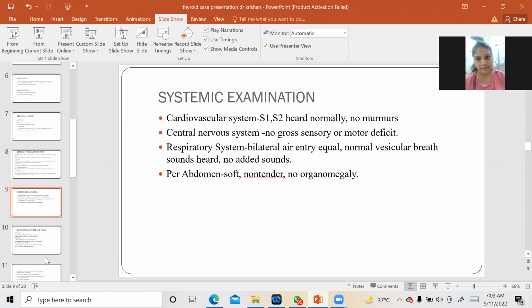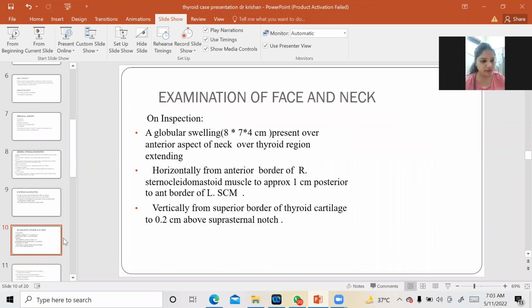Yes, this is very important, to see which signs are more prominent. Whenever you are giving a presentation over this case, it is very important to look into these points also.